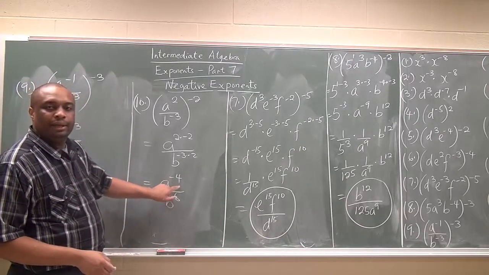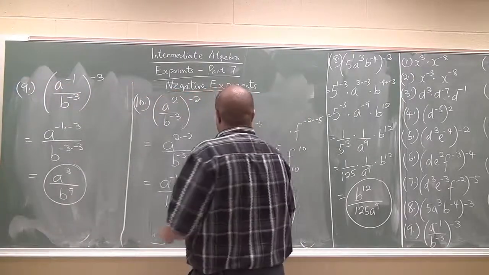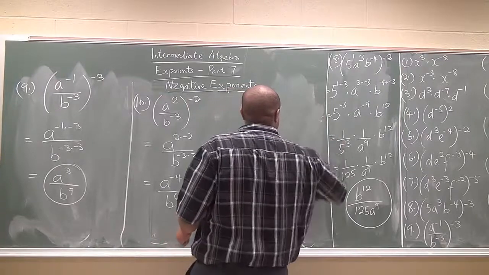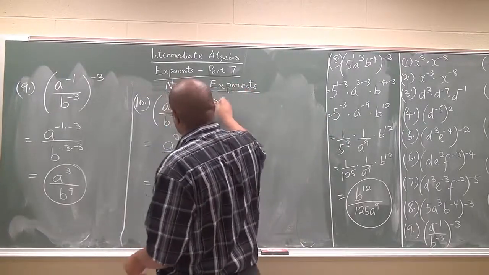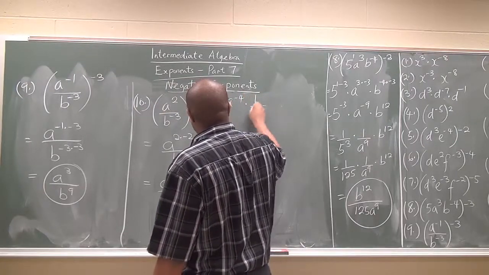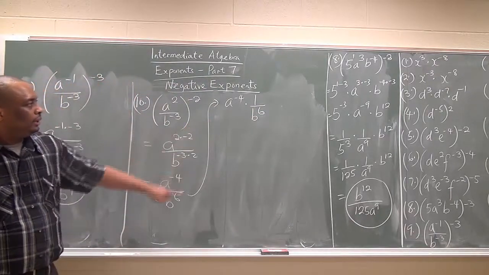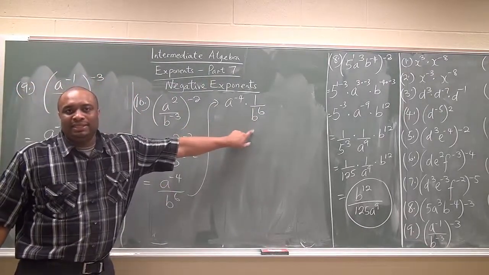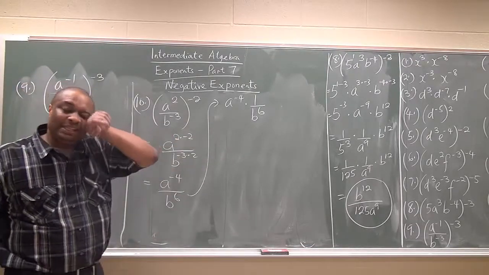We don't want a negative exponent. We want our answers to be only in positive exponents. So this will now be A exponent negative 4 times 1 over B exponent 6. You know, that is what it means. Now, this is B, please. This is not 6. This is B. Okay? B exponent 6.